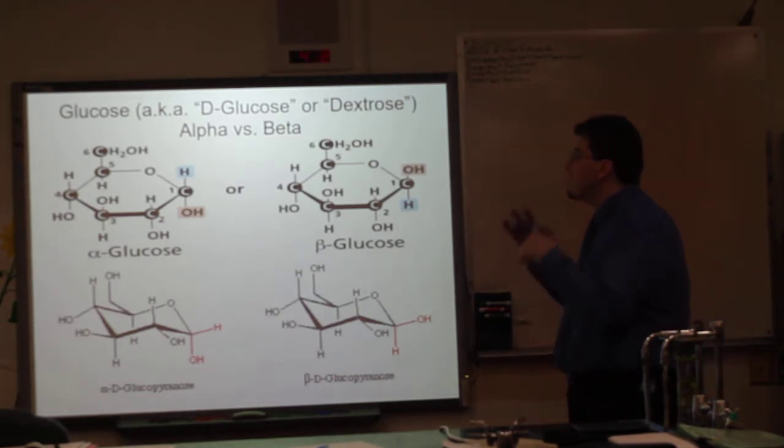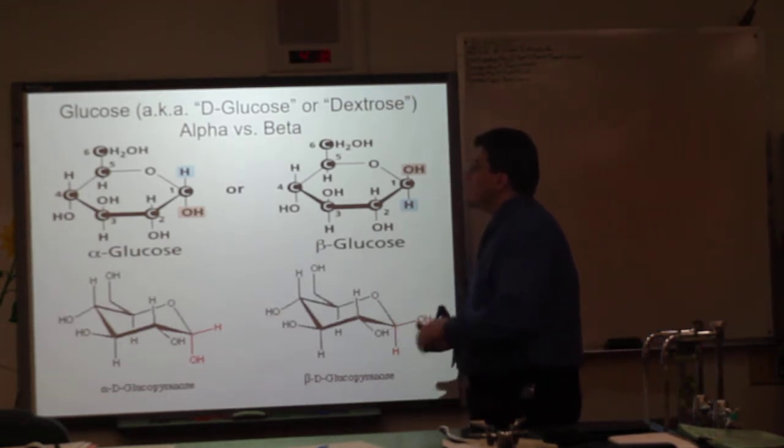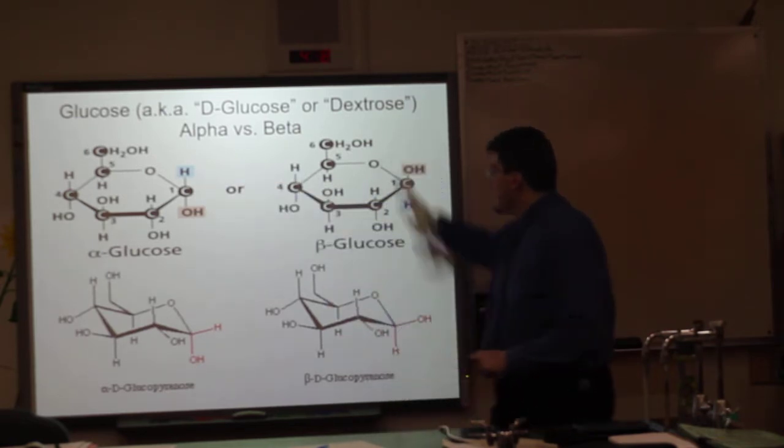So, alpha versus beta for glucose. So, here is alpha glucose. Here is beta glucose.